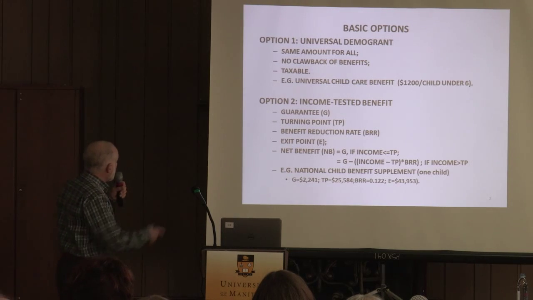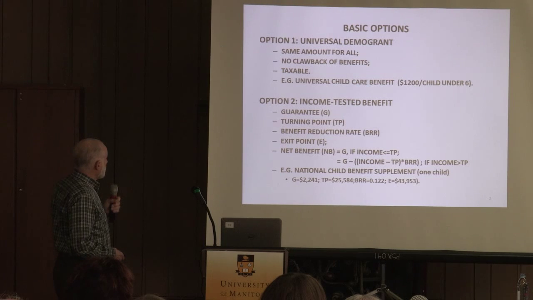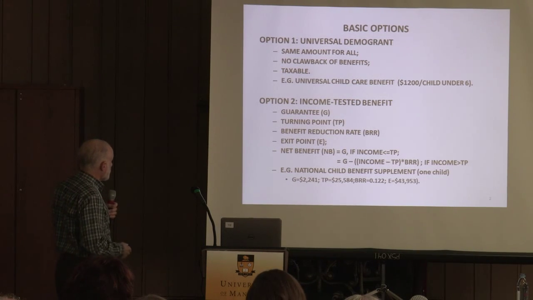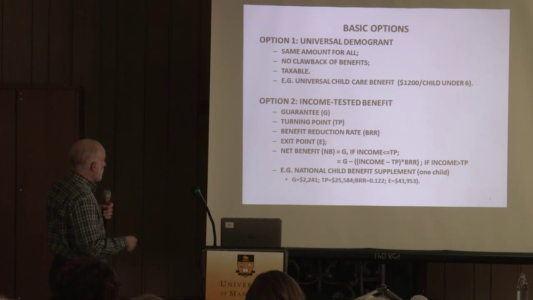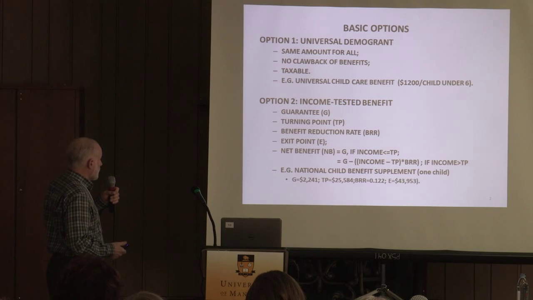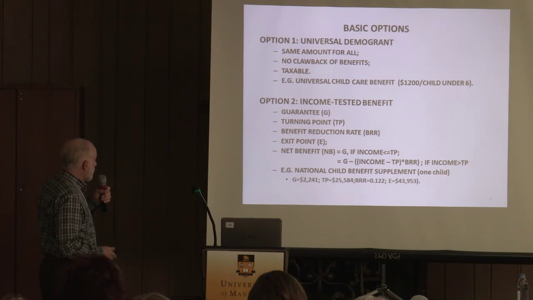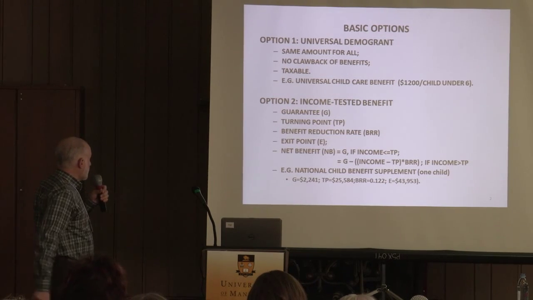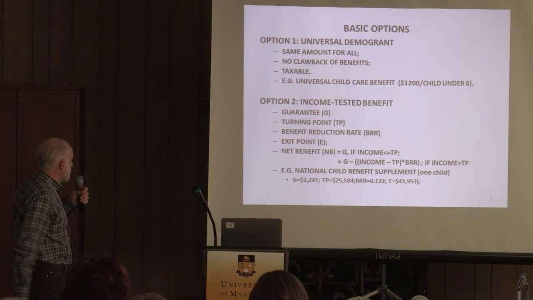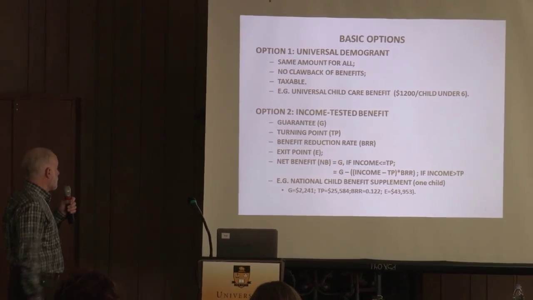So this has already been presented to you in the flyer, but the two options are universal demogrant. The example of that currently is the universal child care benefit. It was $1,200 a year for each child under six, regardless of your level of income, and it gets paid for through your personal income taxes. Option two is what's been variously called a negative income tax. I refer to it as an income-tested benefit. It's also been referred to as a refundable tax credit.